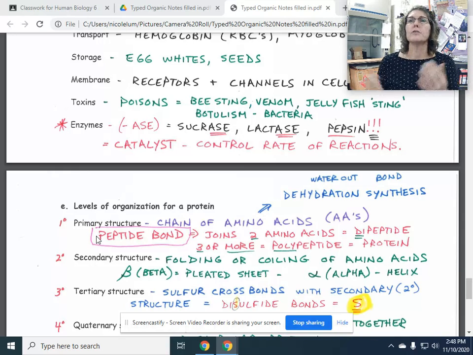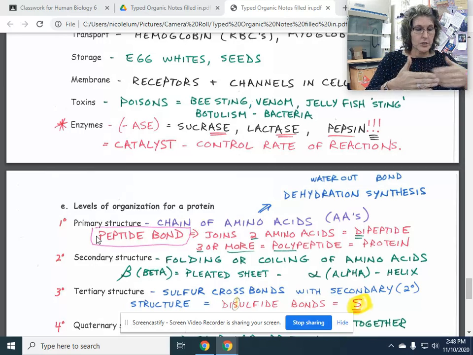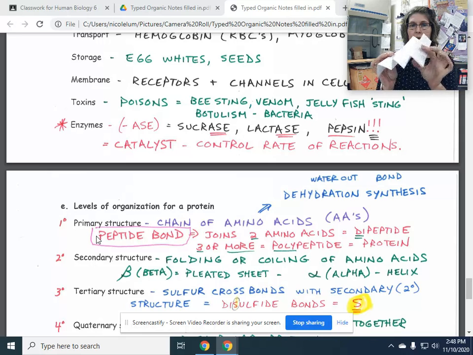Then we'd come back into the room, and you would have to weave your way through the seats without breaking hands. As you did that, zigzagging back and forth, you were creating a beta pleated sheet. A beta pleated sheet kind of looks like this. I took this piece of paper and I folded it. So we have a chain of amino acids together, and they're folding, and folding, and folding. That would be that beta pleated sheet.